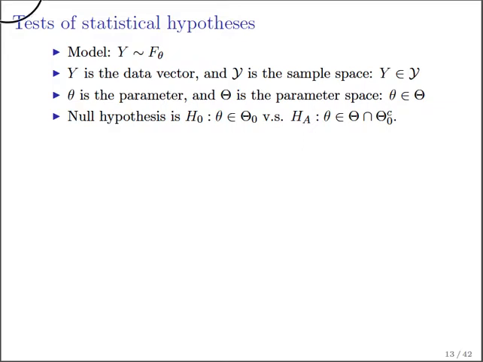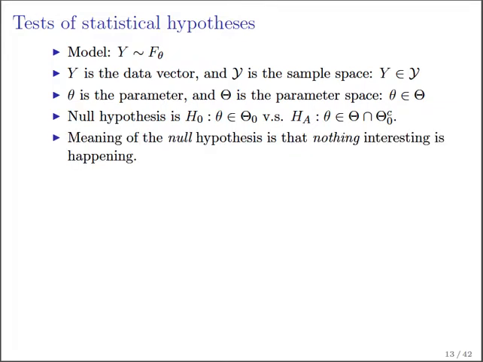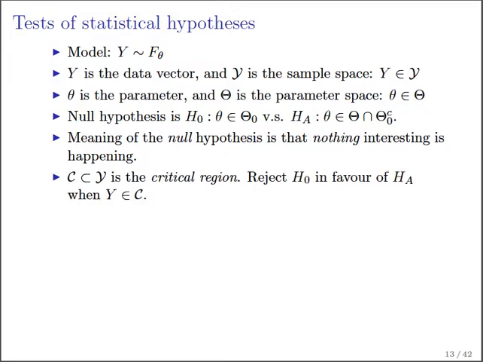The meaning of the null hypothesis is that nothing interesting is happening. That the population correlation is zero, or that the difference between the two population means is zero, or the treatment didn't work, the drug was ineffective. Nobody cares, that kind of thing. Null. And then the alternative will be that something is happening, something interesting is happening.